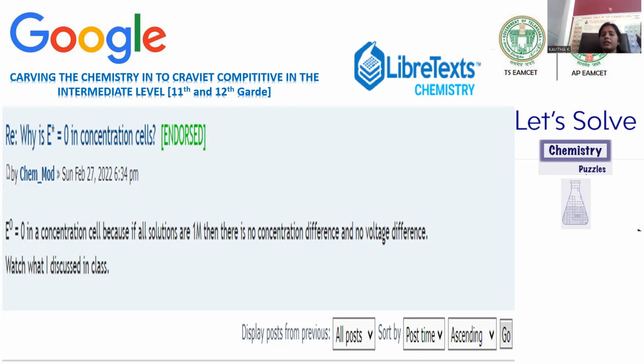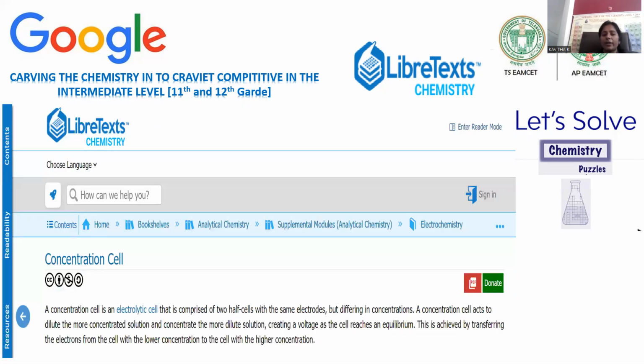In the other half cell, it accepts electrons, so plus 0.76 will be there. In one half cell, minus 0.76, and in the other half cell, plus 0.76. So the final E naught will become 0. That is the cancellation of both standard electrode potentials, since both are made up of the same type of composition. That's the reason why for concentration cells we can't assign any E naught value.